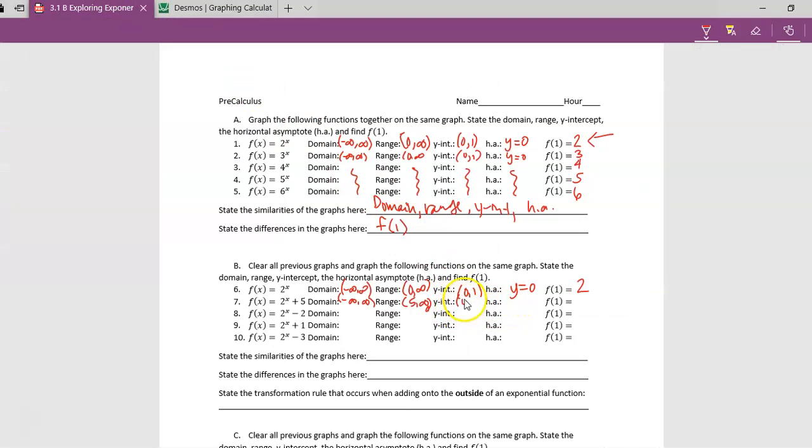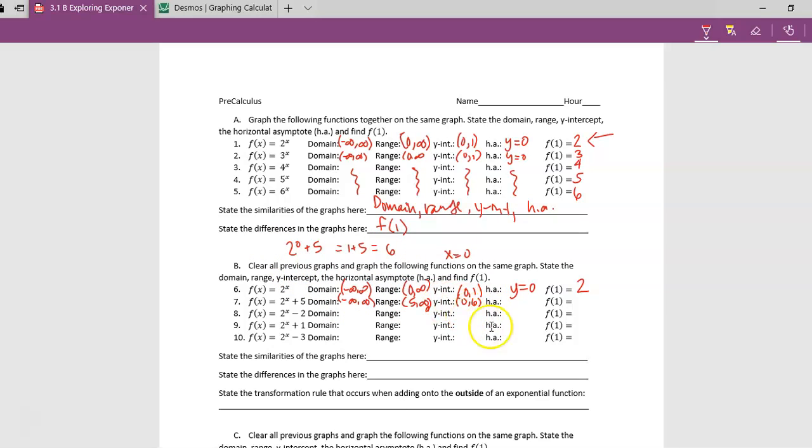And if you're having trouble on the graph telling exactly where the y-intercept is, you can always find that by plugging in x equals 0 to the function. So for example here, 2 to the 0 power plus 5. 2 to the 0 power just equals 1. Anything raised to the 0 power is 1. So this is the same as 1 plus 5, which equals 6.